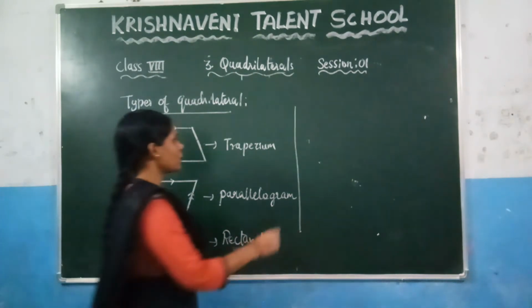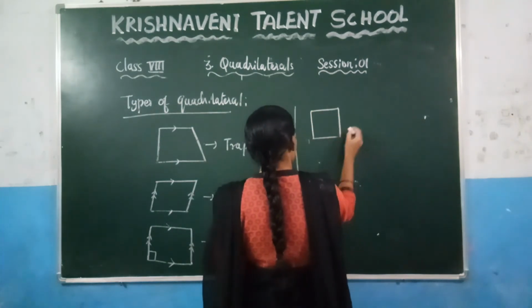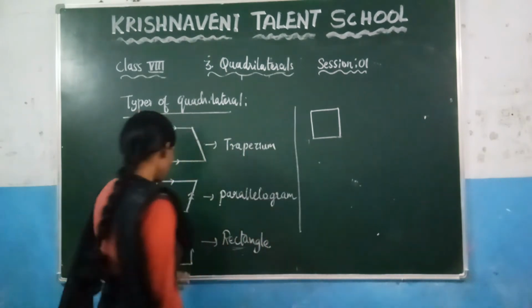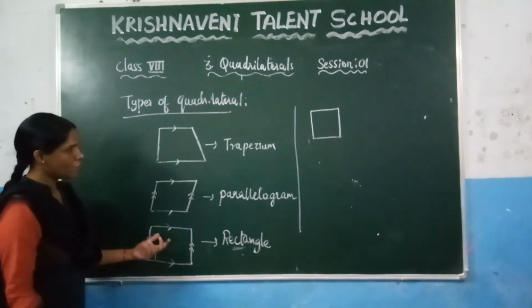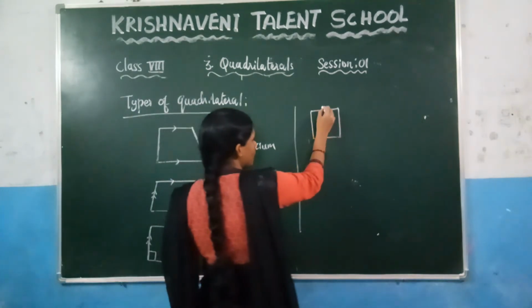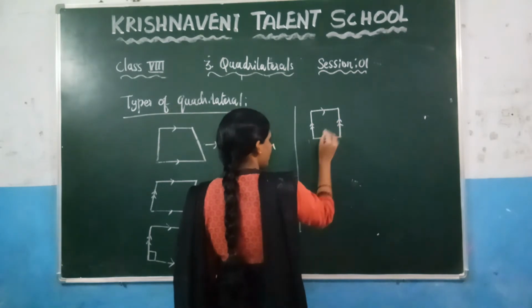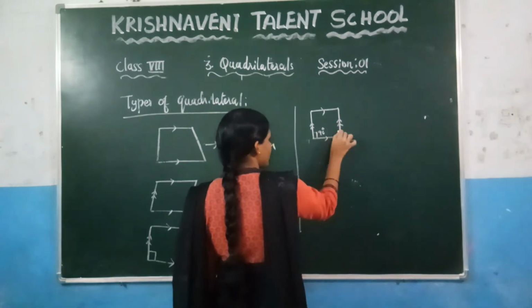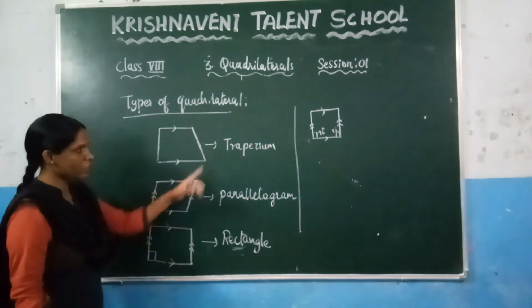See the next one. Consider this one. Now here, what is the difference between these two? Here you can observe that these two sides are parallel, and here also these two sides are parallel, and here the angle is 90 degrees. Clearly you can see here the angles are 90 degrees. Then what is the difference between those two?